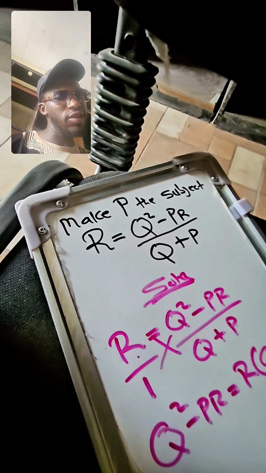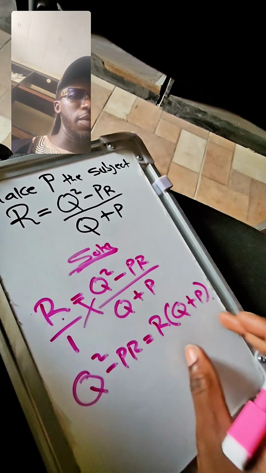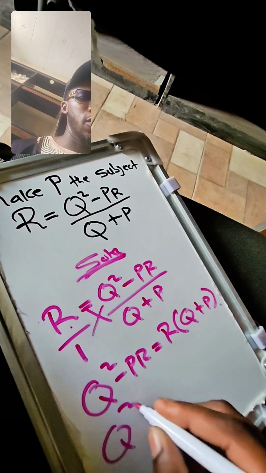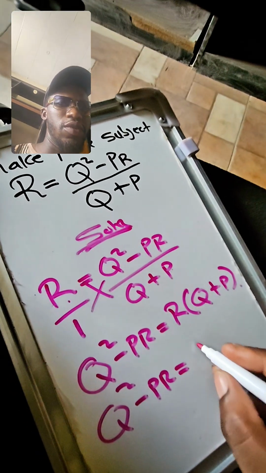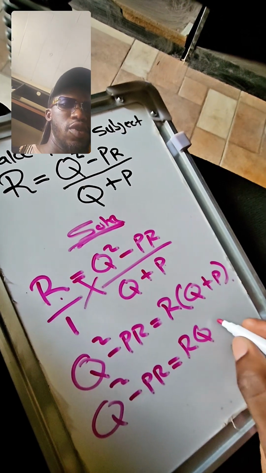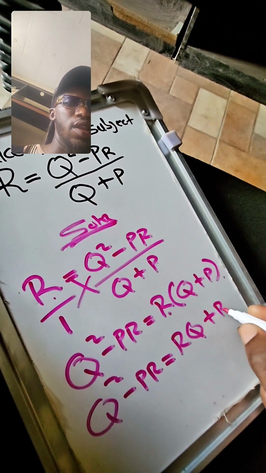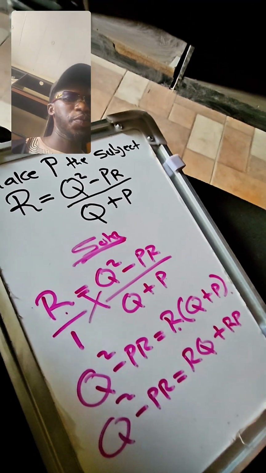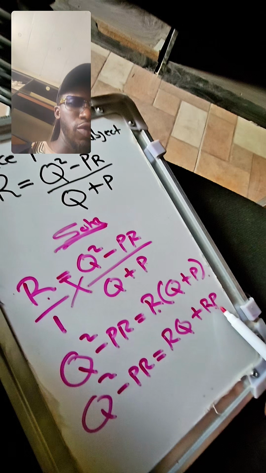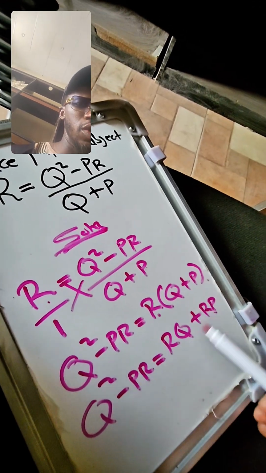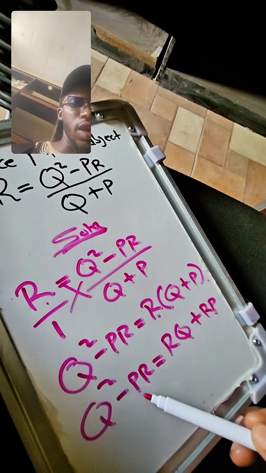Okay, so now the next thing to do is let's expand this second bracket. By expanding this bracket, you have Q squared minus PR equals, now R times Q, this will be RQ, plus R times P, which is the same thing as RP or PR. Now the next thing to do is just remember your target is to make P the subject. So you have P here, you have P here, so all you need is just to collect like terms, so as to make P the subject easier.